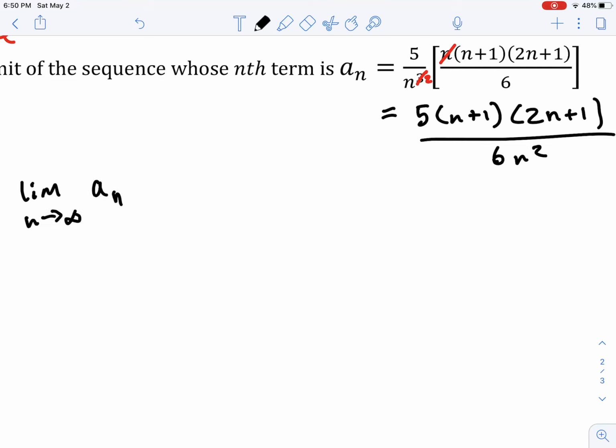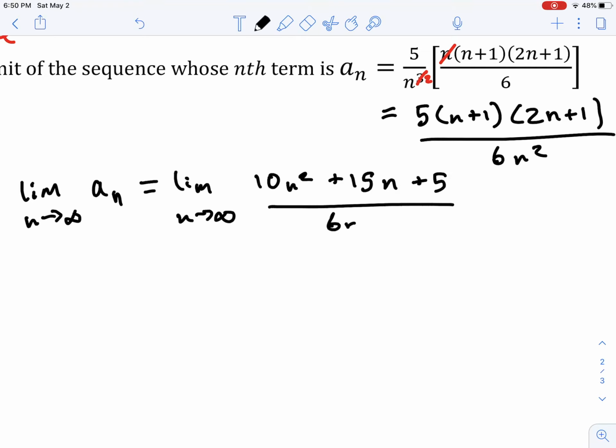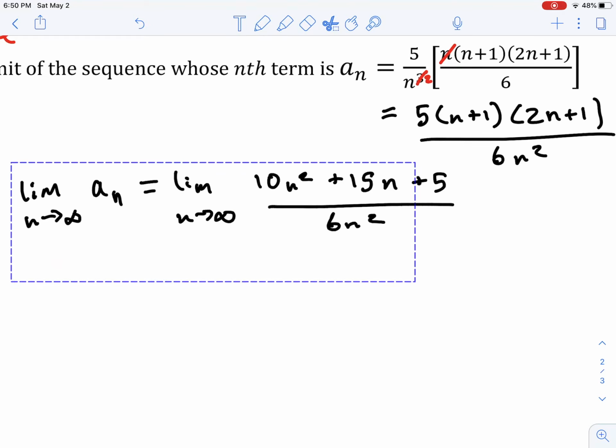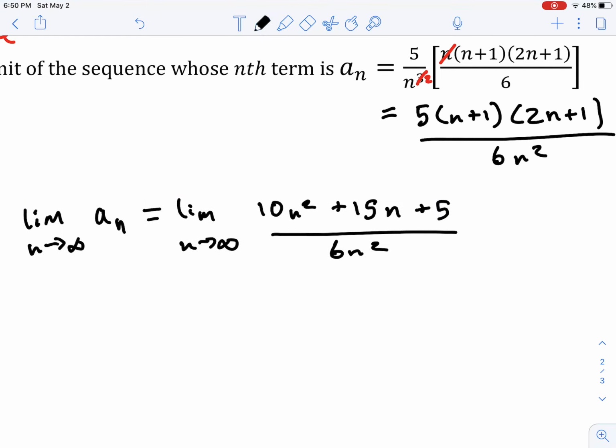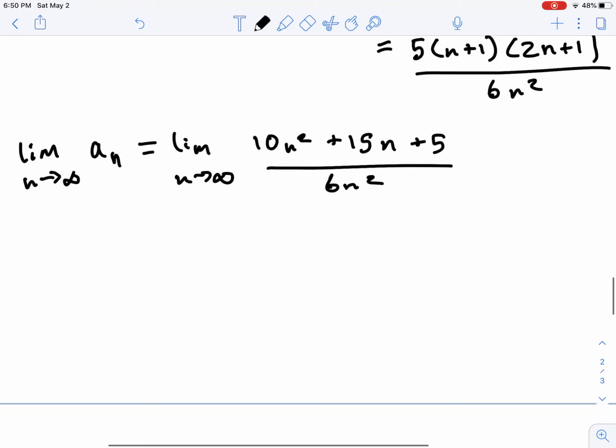So we'll say the limit as n approaches infinity of a sub n is the same thing as the limit as n approaches infinity. And let's go ahead and expand that numerator now. So we got 10n squared plus 15n plus 5 over 6n squared. Let's create a little space. Let's just move that down a little bit. All right, here we go.